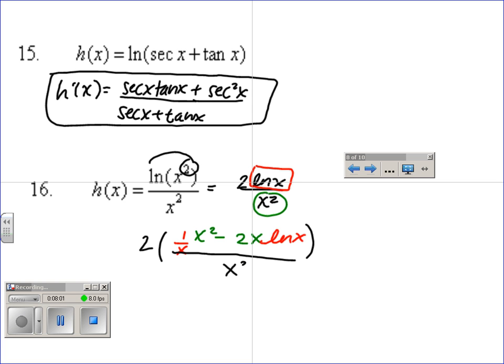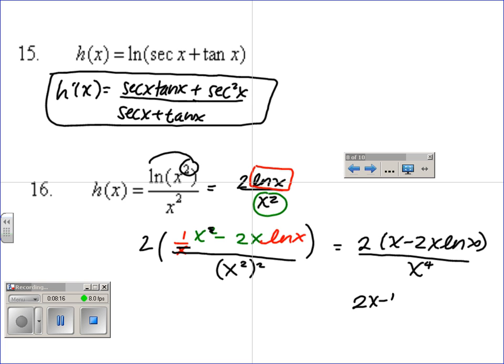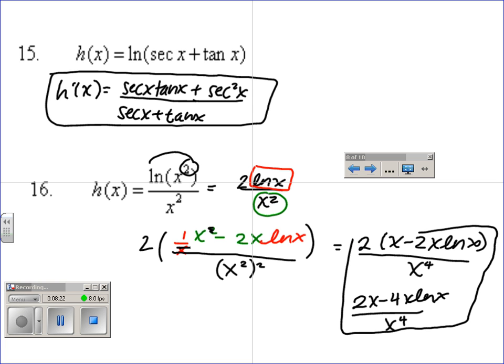So x squared squared. This x cancels with one of those. So we have 2 times x minus 2x ln x over x to the 4th. You can keep it like that, or you can write 2x minus 4x natural log x over x to the 4th. Either of these answers.